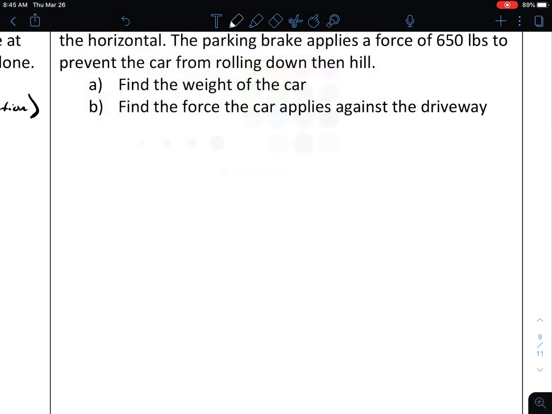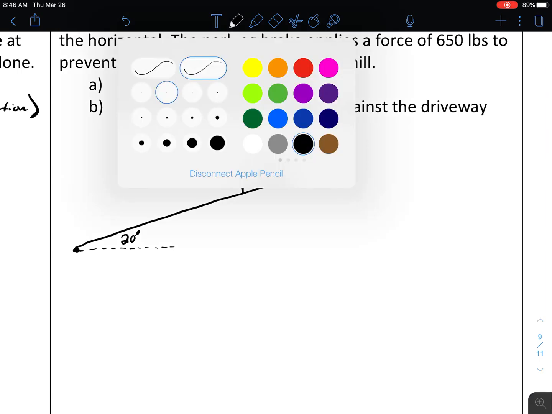Okay, so we have to draw this picture, an incline plane 20 degrees to the horizontal. All right, so a dashed line for my horizontal. I'll get my incline plane here, so 20 degrees. We've got a car that's parked on here. This is my car.